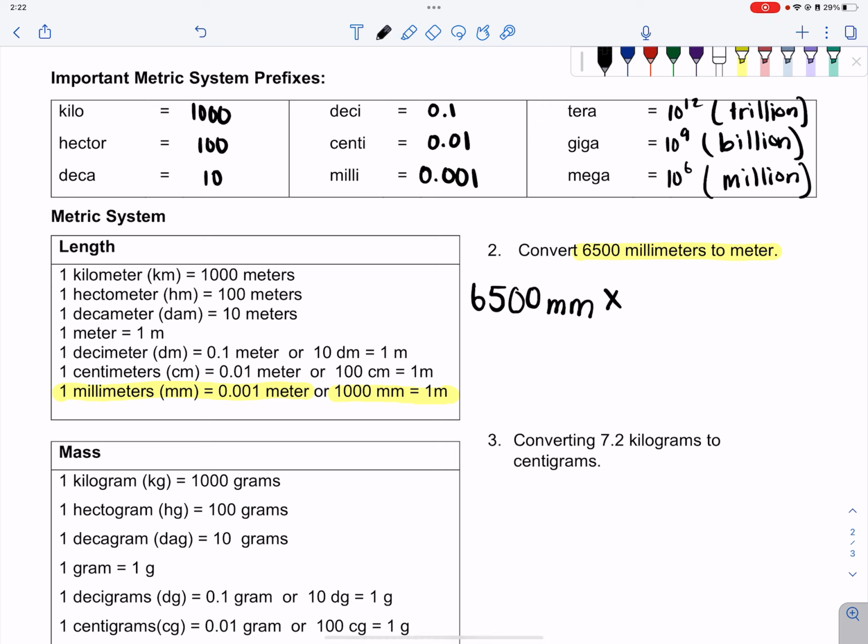So I am going to multiply this by its conversion rate. I want the millimeters to cancel, so the 1,000 millimeters is going to go on the bottom, and I'm going to put the 1 meter on top. So now my unit of millimeters cancel, and I get 6,500 divided by 1,000 to give us 6.5 meters as our final answer.